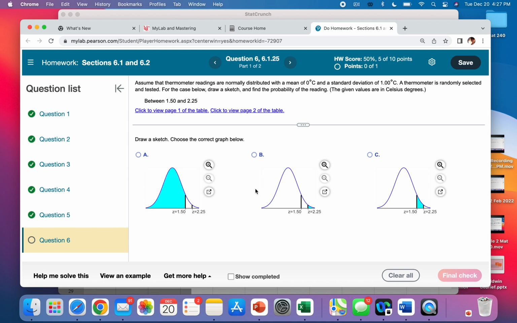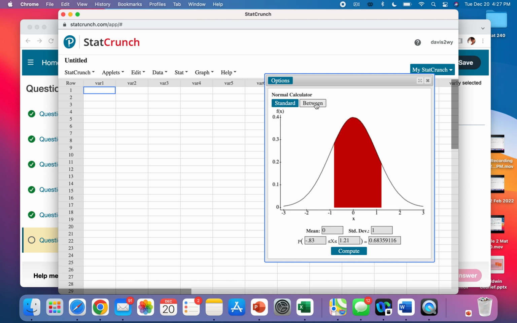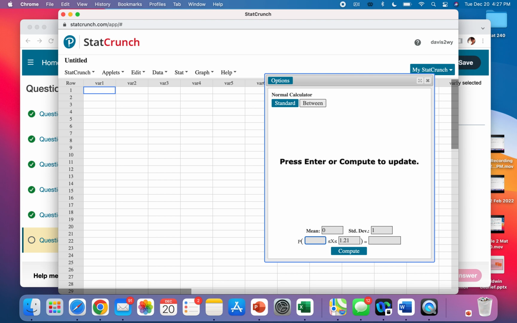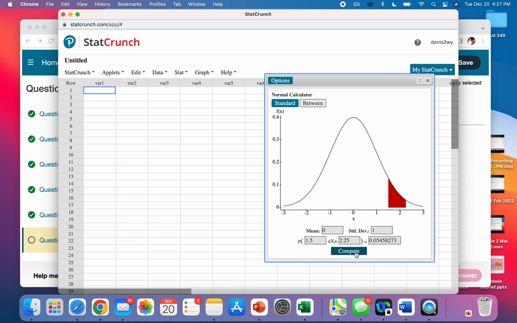Okay, all right, we've got a between. So that should be an area shaded in the middle of 2 things, so that's C. Go back to StatCrunch. We're doing between, so click on between. It said between 1.5 and 2.25. And that is 0.0545. That 8 after the 5 tells that 5 to go to the 6. The 5 that's in the 4th place.